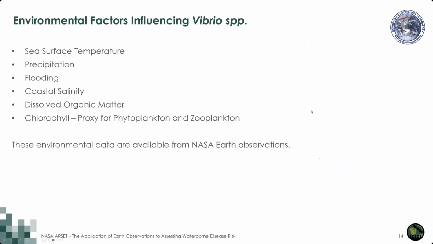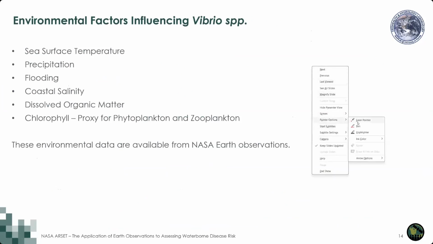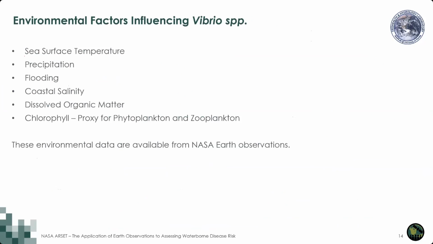The Vibrios in general are associated with sea surface temperature, precipitation extremes, floodings, coastal salinities, organic matter, and chlorophyll, which is used as a proxy for phytoplankton and zooplankton. From this, the sea surface temperature, precipitation, flooding, coastal salinity, organic matter, and chlorophyll, all these variables can be estimated using data sets from satellite.